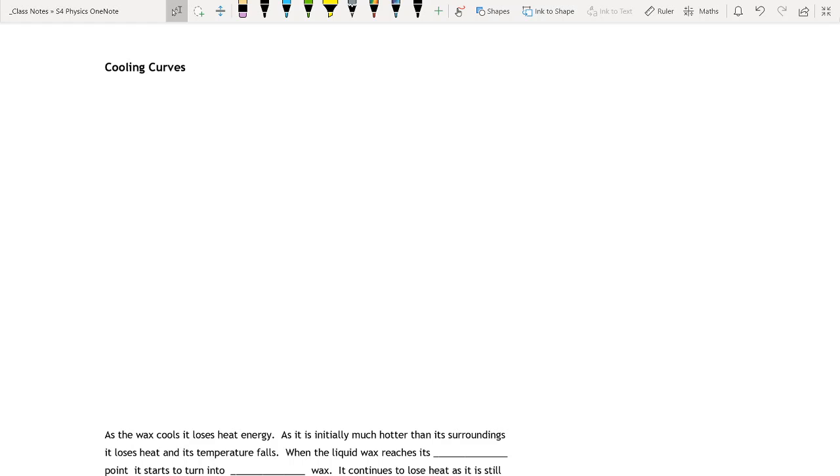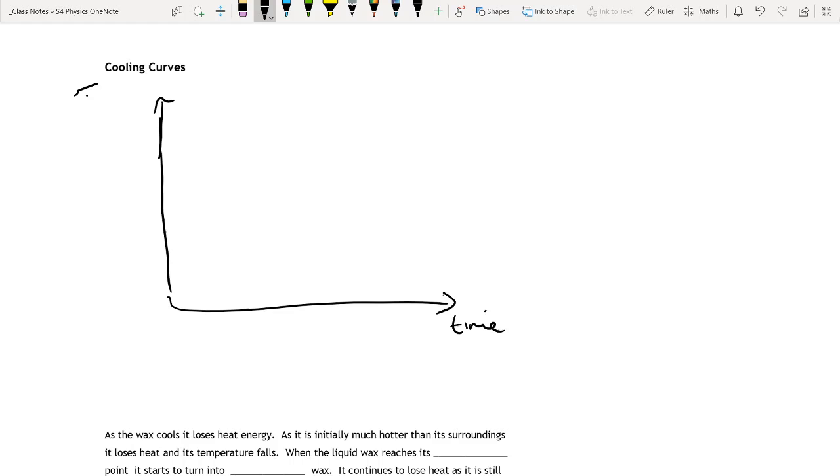Okay, normally you would think, when we've done experiments like this in the past, that the temperature just decreases as it cools down. But it does something a little bit stranger than that. So if you had a cooling curve for any kind of substance, and this was your time, and this is your temperature, you would see something odd happening in the middle of it.